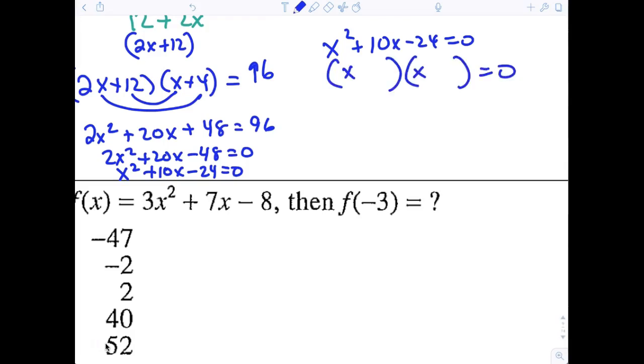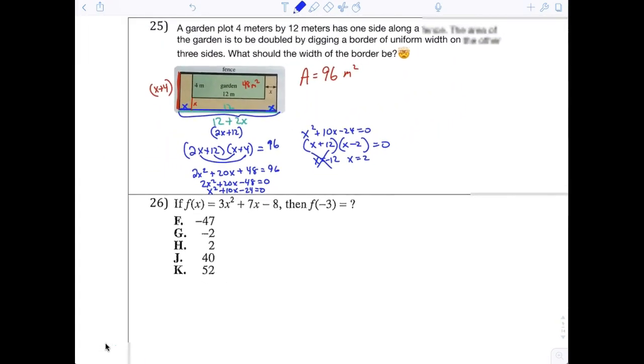X and X. Now, the reason it's 12 and 2 is because you have to have a subtraction, because the 24 is negative. If the 24 was positive, then it would be 6 and 4. All right, so it's going to be x plus 12 and x minus 2. So x equals negative 12, x equals 2. Is it possible to have negative? No. So we have to answer the question now.